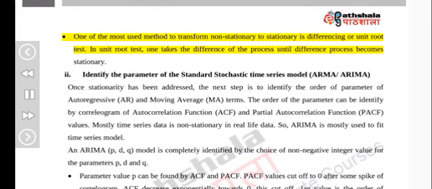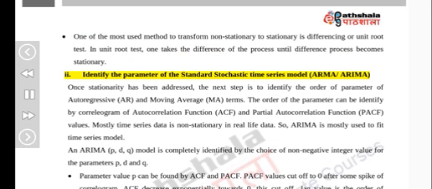One of the most used methods to transform non-stationary to stationary is differencing or unit root test. In unit root test, one takes the difference of the process until the difference process becomes stationary. E. Identify the parameters of the standard stochastic time series model ARIMA.